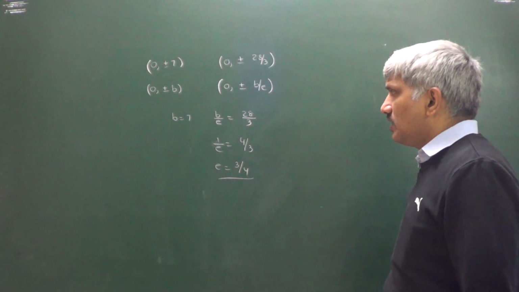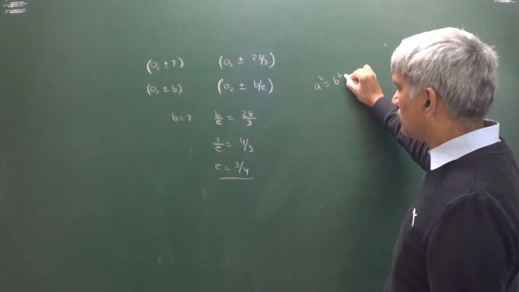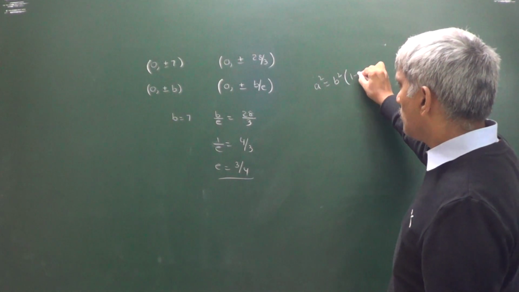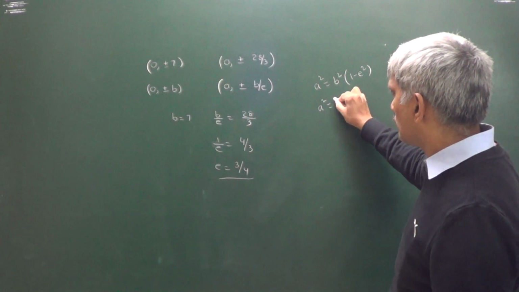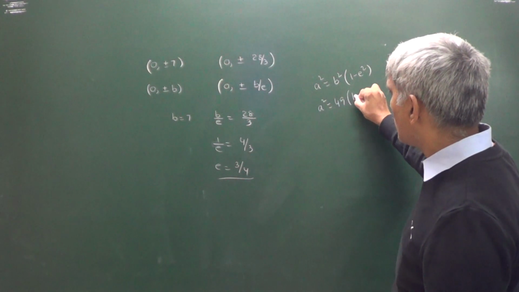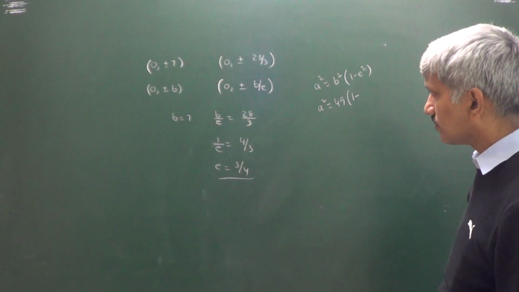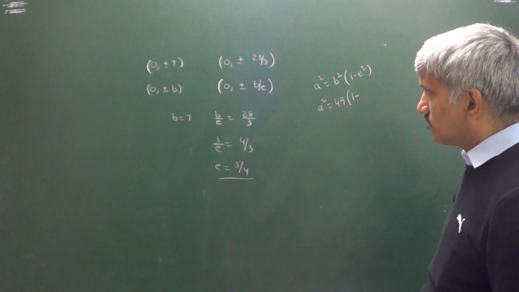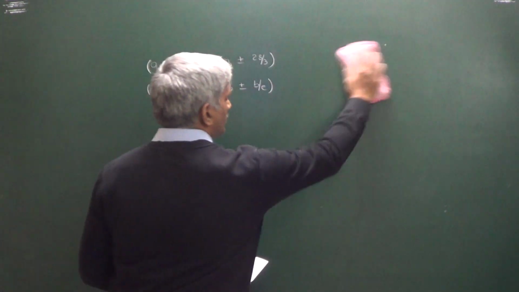Okay, we got b value as 7, then what is a value? a square is equal to b square into, second form, b square into 1 minus e square. So therefore a square is equal to 49 into 1 minus, this value is equal to, just wait, we made one mistake here.